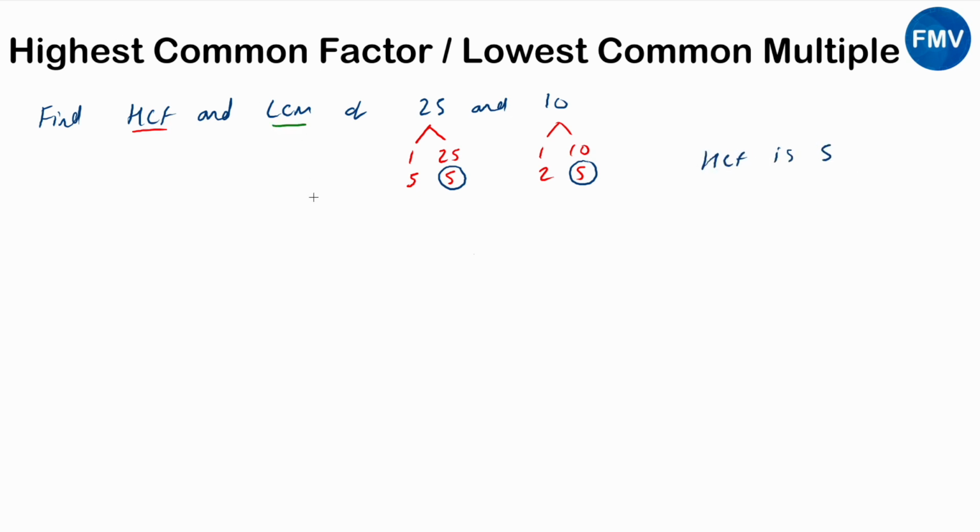Let's look now at the lowest common multiple. So we're going to write the multiples of these down. Now hopefully you won't need to go any further than this. Hopefully you'll recognize that 50 is both a multiple of 25 and 10. So we can see the lowest common multiple is 50.